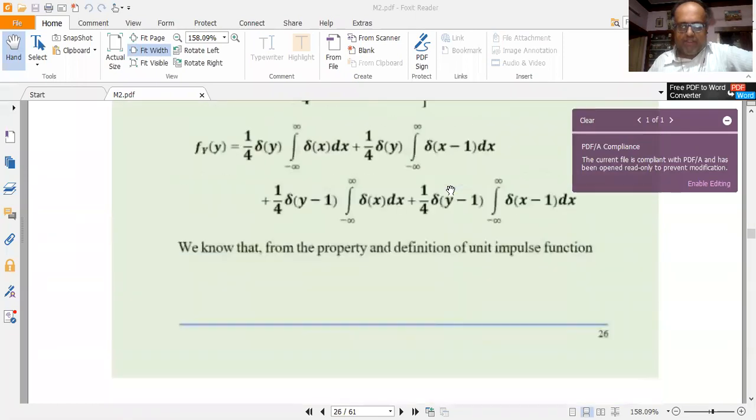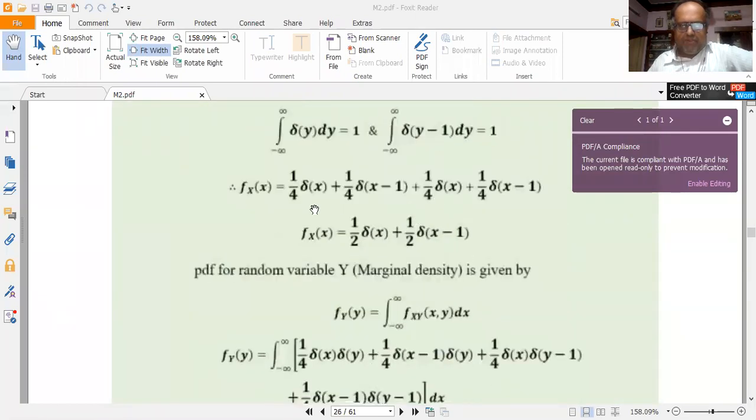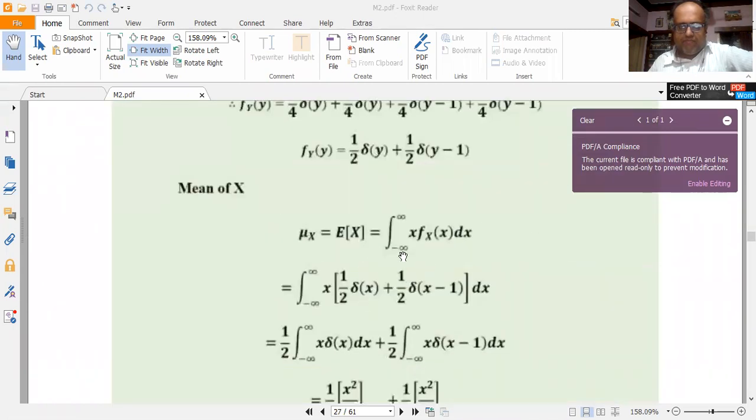But how have I got fx of x? It is the first marginal PDF that I have calculated, isn't it? Now substitute fx of x that I have calculated. So mu x or mx equal to E of x is equal to integral minus infinity to plus infinity x into fx of x value. So half delta of x plus half delta of x minus 1 dx. I have substituted for fx of x that I have calculated in the previous step.